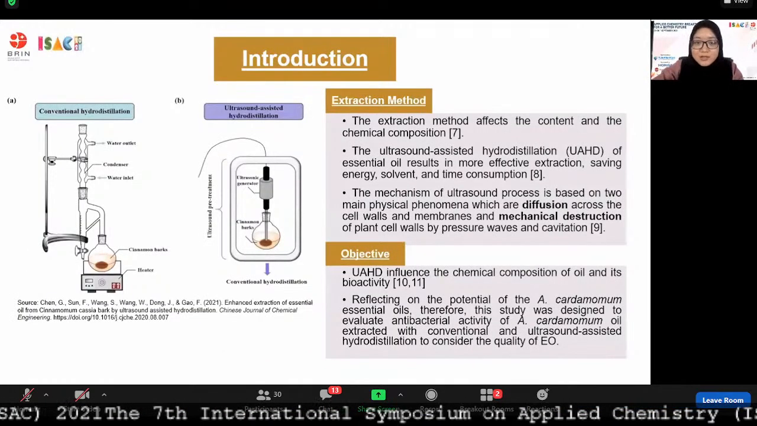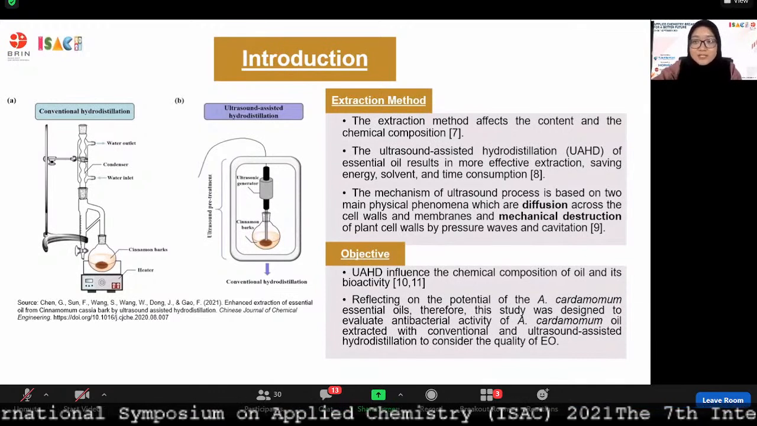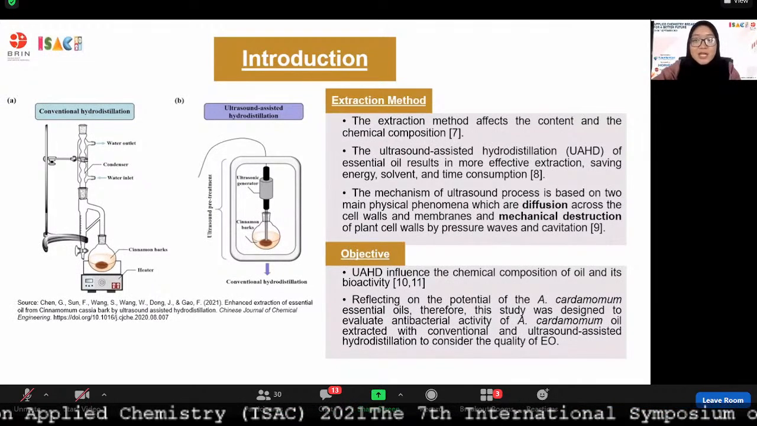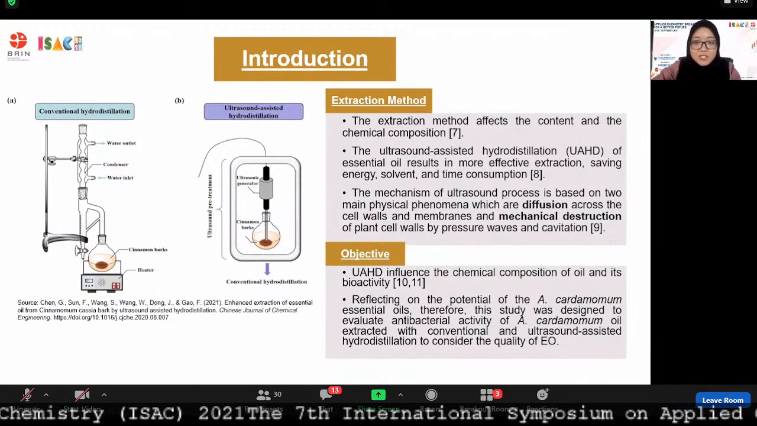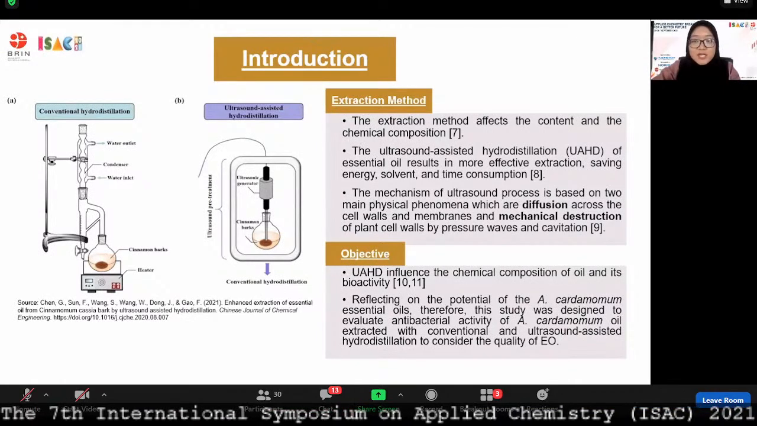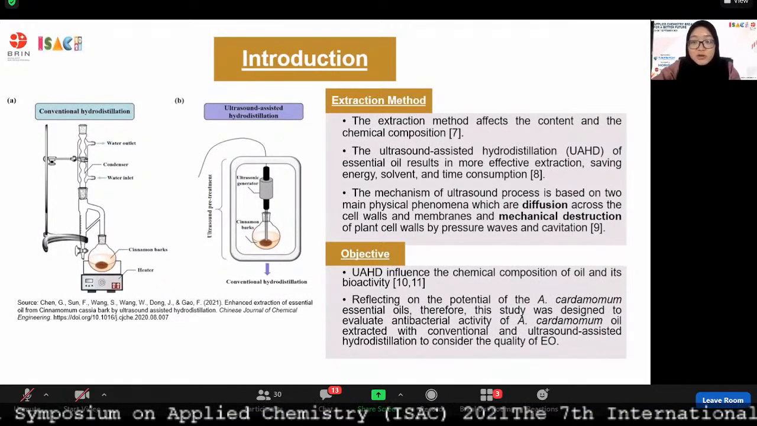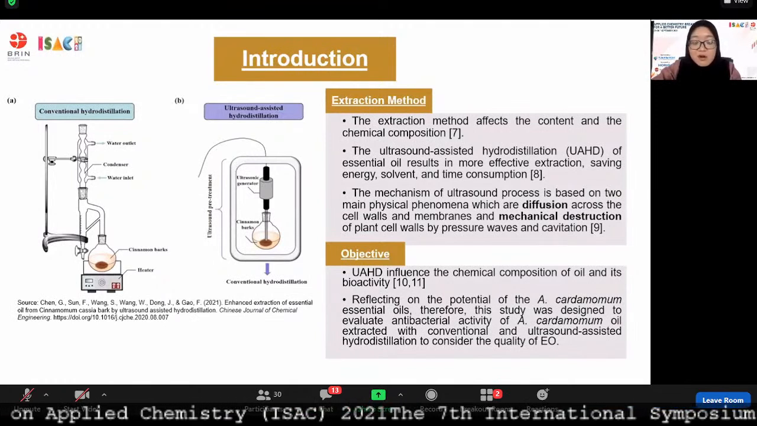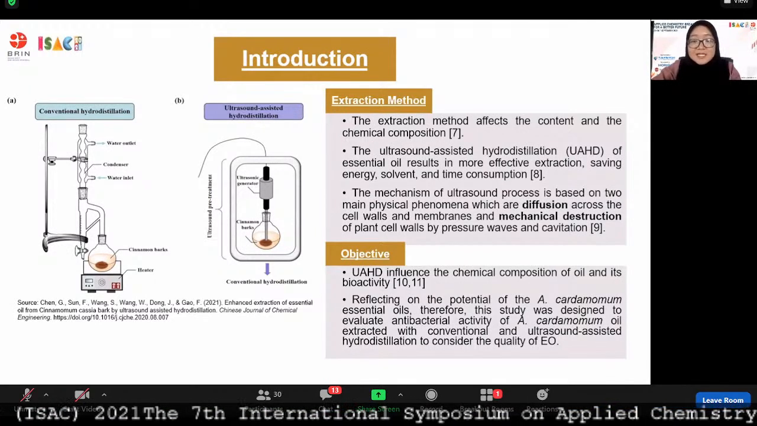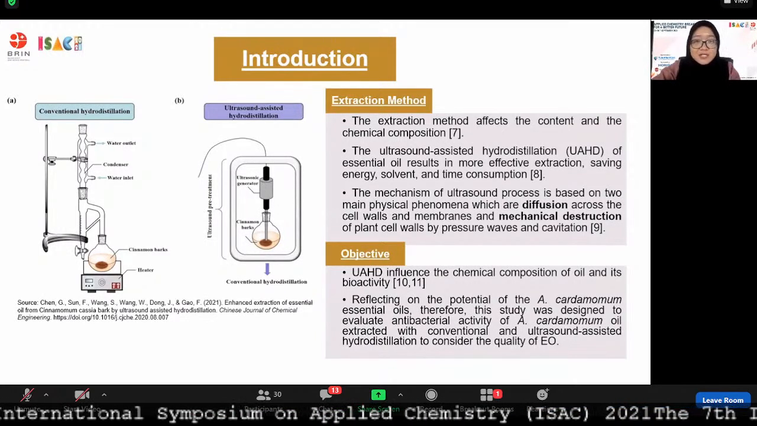The extraction method affects the content and chemical composition of oil. One of the methods that we can use is the ultrasonic assisted hydrodistillation, or UAHD, because it results in more effective extraction, saving energy, solvent, and time consumption. The mechanism of ultrasound process is based on two main physical phenomena, which are diffusion and mechanical destruction. It has been reported that UAHD influenced the chemical composition of oil and its bioactivity. Therefore, reflecting on the potential of the Amomum cardamomum oil, the study was designed to evaluate its antibacterial activity extracted with conventional and ultrasound-assisted hydrodistillation.